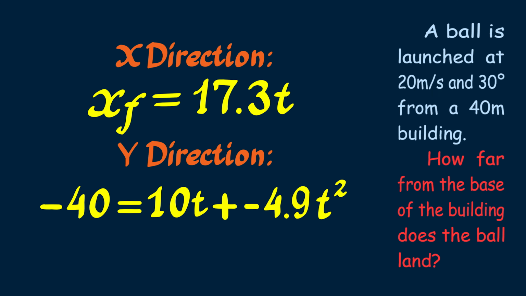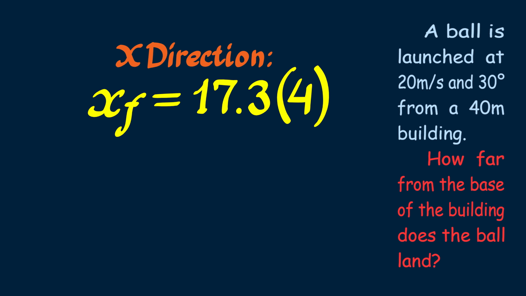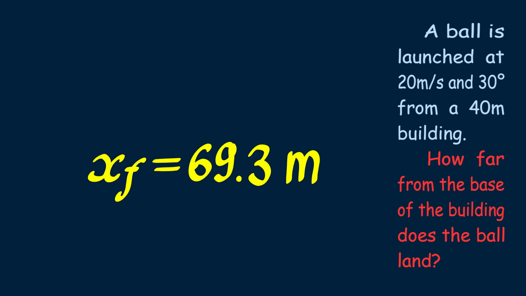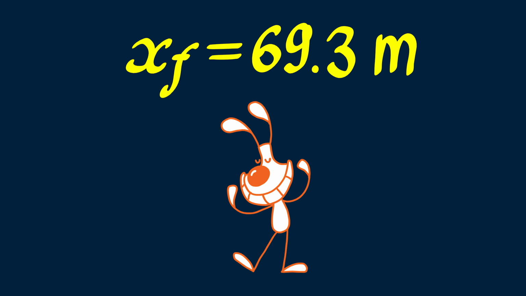The last step is to plug in t equals 4 to our x direction equation, which gives us a final distance of 69.3 meters. And there you have it. That's how to solve for 2D projectile motion problems in physics.